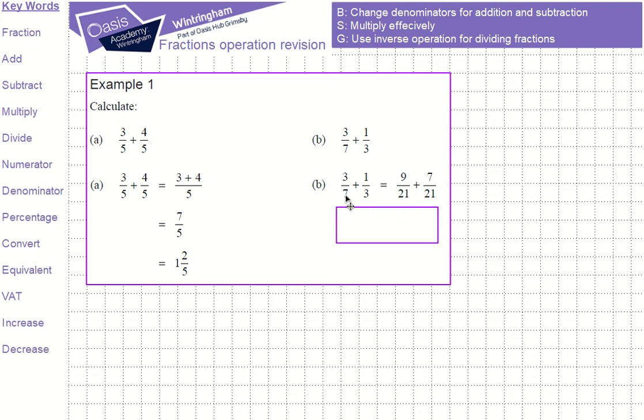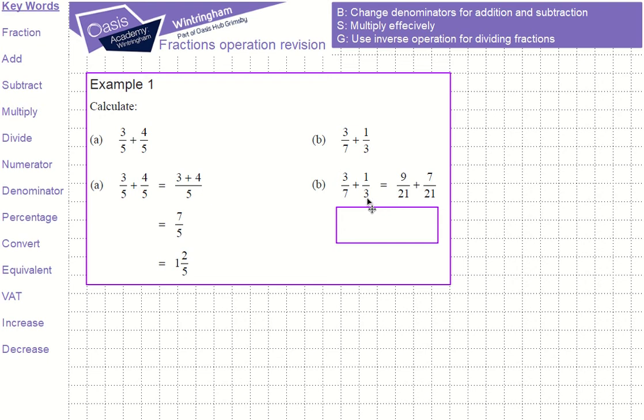And for this first fraction, to make 7 into 21, we need to multiply by 3. And they also multiplied 3 by 3 to get 9. Whatever you do to the denominator, you also need to do to the numerator. So both of these numbers are multiplied by 3. And an equivalent fraction of 9 over 21 is the first bit of working out.